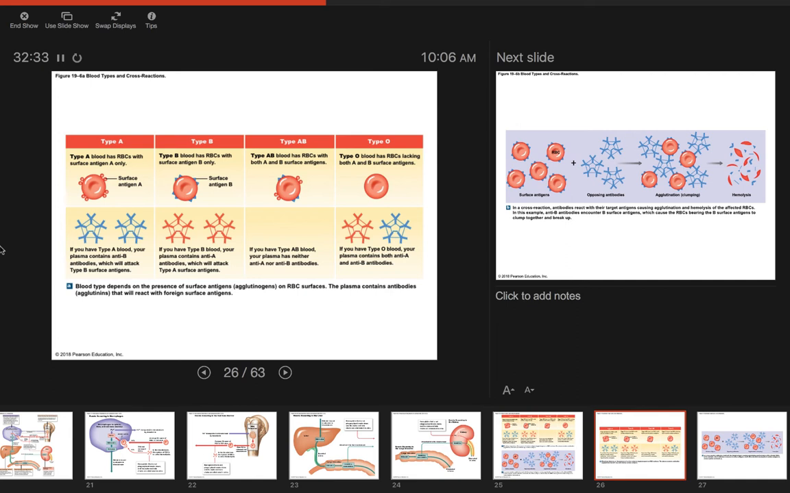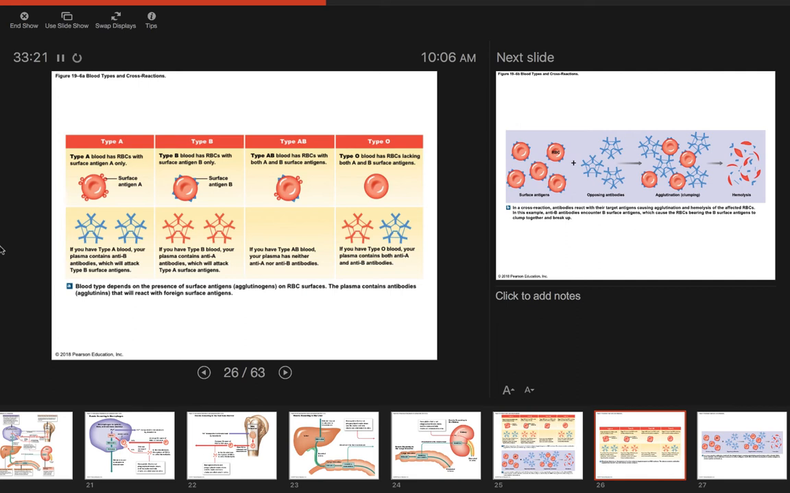So here's a person that has type A blood. On the surface of the red blood cell are these little circles, that is the surface antigen A. A person that has type A blood will only have the surface antigen A on it. A person that is type B, we see the surface antigen B looks like a little blue triangle here. A person that's type B will only have the surface antigen B on it. It'll only have the B name tag.